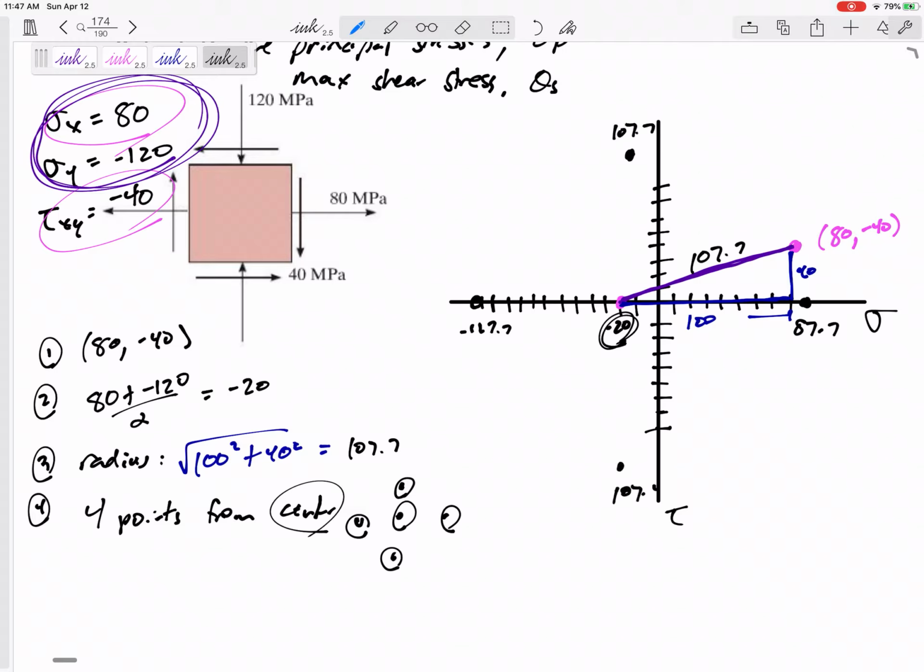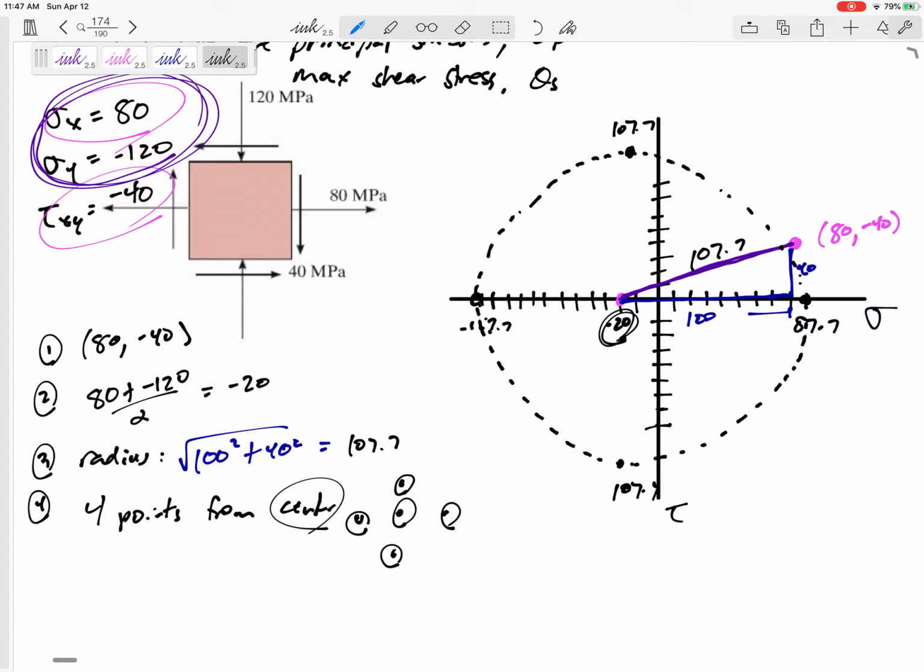There's my Mohr circle. No matter what the question is asking, I'm going to do those 4 or 5 steps first. I'm going to draw my axes, plot my starting point, plot my center, find the radius, and go from the center, radius right, radius up, radius left, radius down. You could go radius everywhere if you want to, just to get you a good circle drawn.